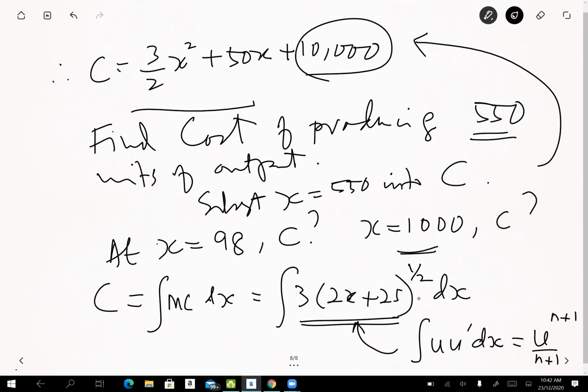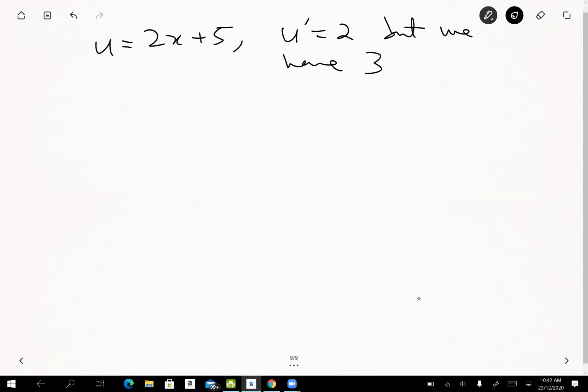Okay, so you will let u be equal to 2x plus 5. And then you know that u prime is equal to 2, all right? But what we have is 3, which is not the u prime, which is equal to 2. So what do you do? You multiply by 2/2, okay?